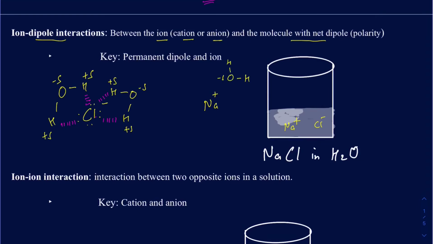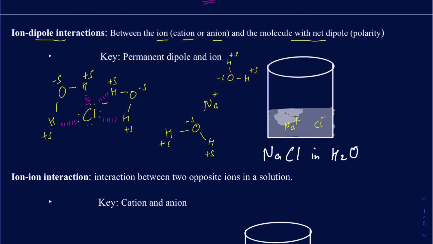You've got a partial negative on the oxygen and partial positives on the hydrogens. And I can probably draw another one down on the opposite side. Like I said, you will have multiple water molecules around the sodium and multiple around the chloride. I'm just going to show only a few of them here so that I'm not making this slide too busy.